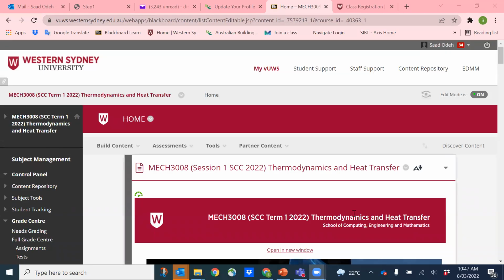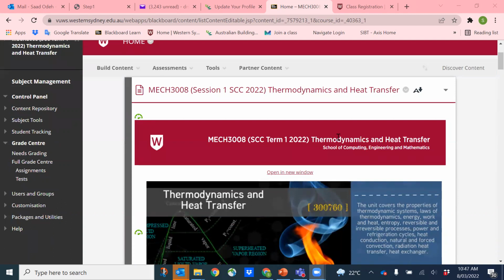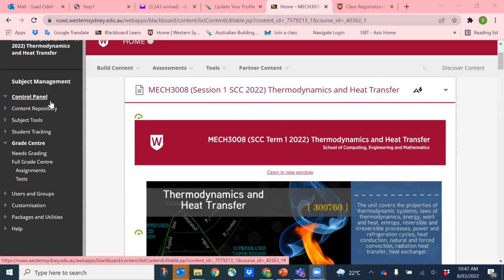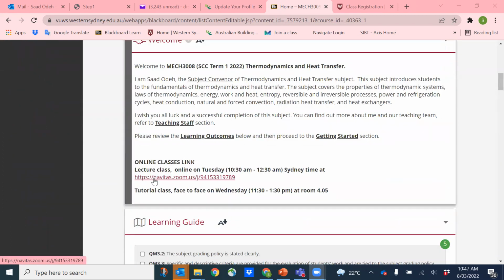As you can see here, this is the main page of the unit, and to the left side you have these page titles. If you scroll down here, of course, you can find the link for the lecture, and also underneath there is the tutorial class and the room for the class. When you go to City Campus, you go to level 4, and at room 405, the tutorial will be there. So you'll find your teacher there. As we said, from 11:30 to 1:30.